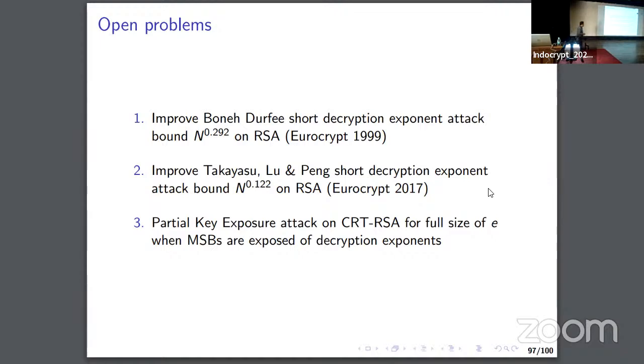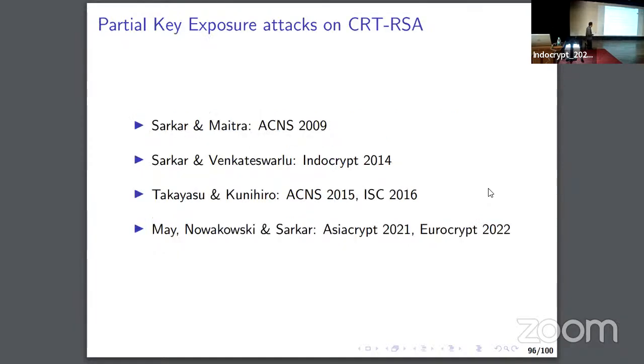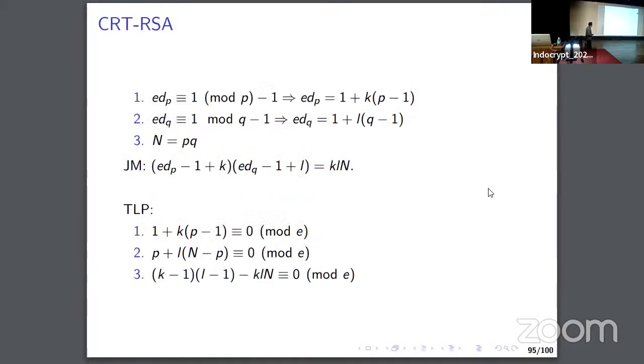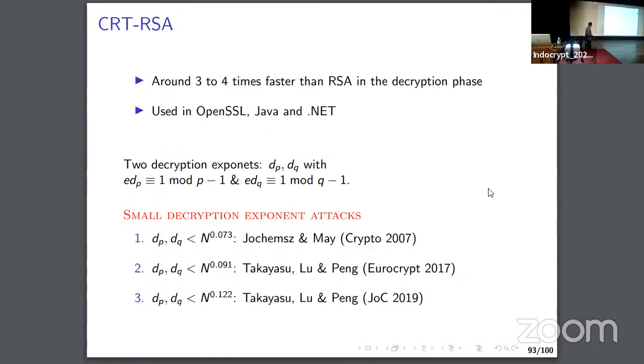Another interesting problem is to improve this CRT bound. Now it is n to the power 0.122, this GOC result. Can we go beyond this? This is also very important because CRT-RSA is very practical. So anything beyond this bound 0.122 should be really interesting.